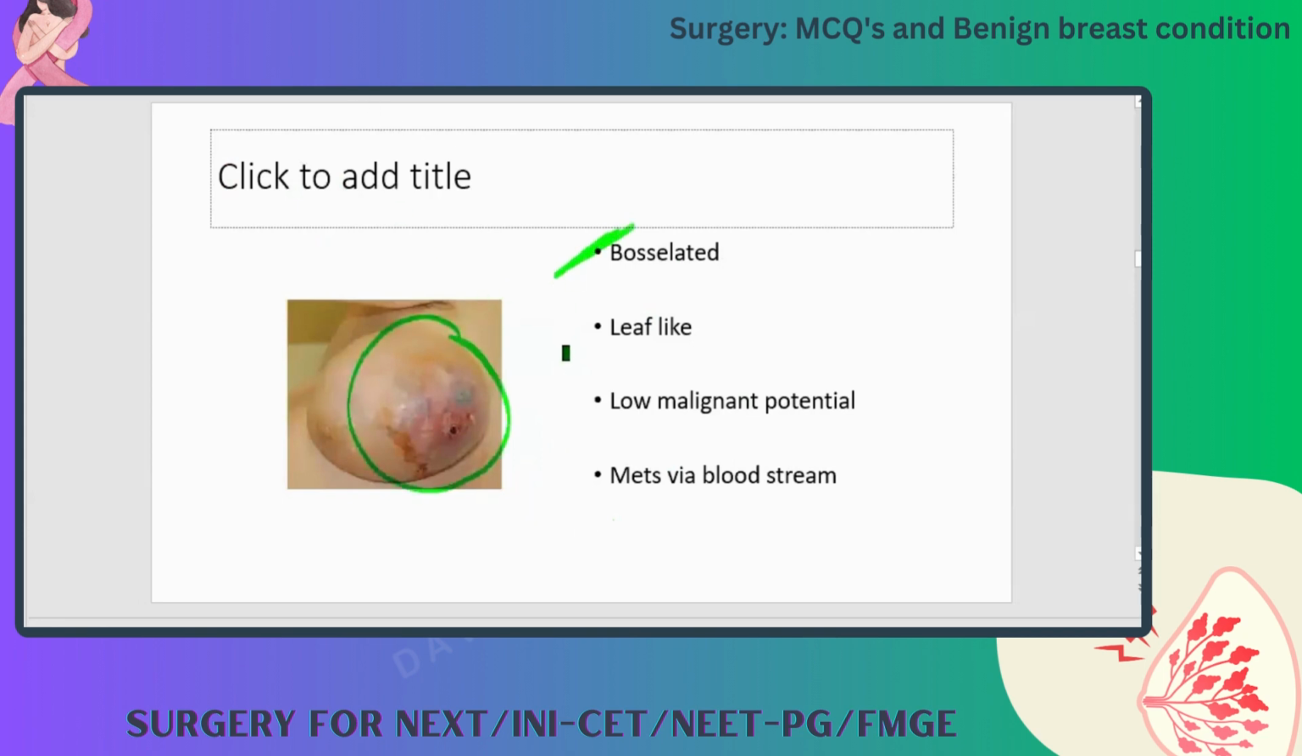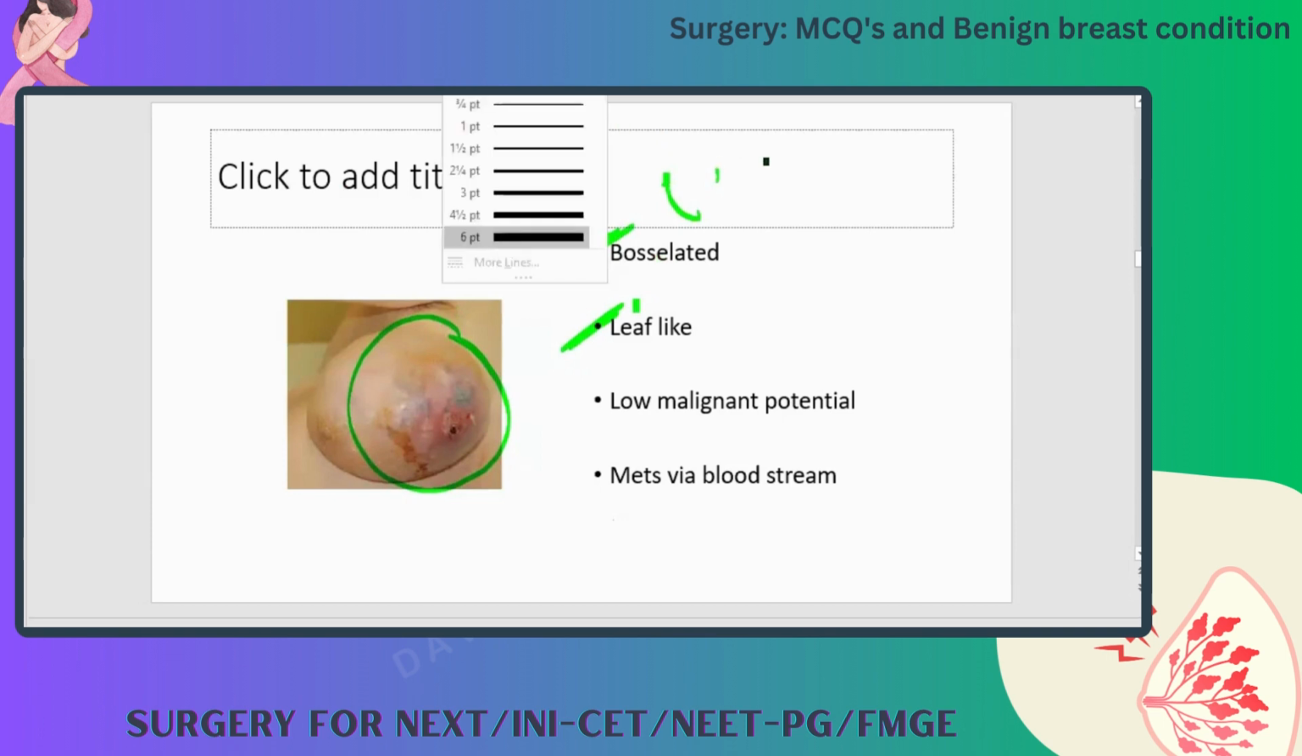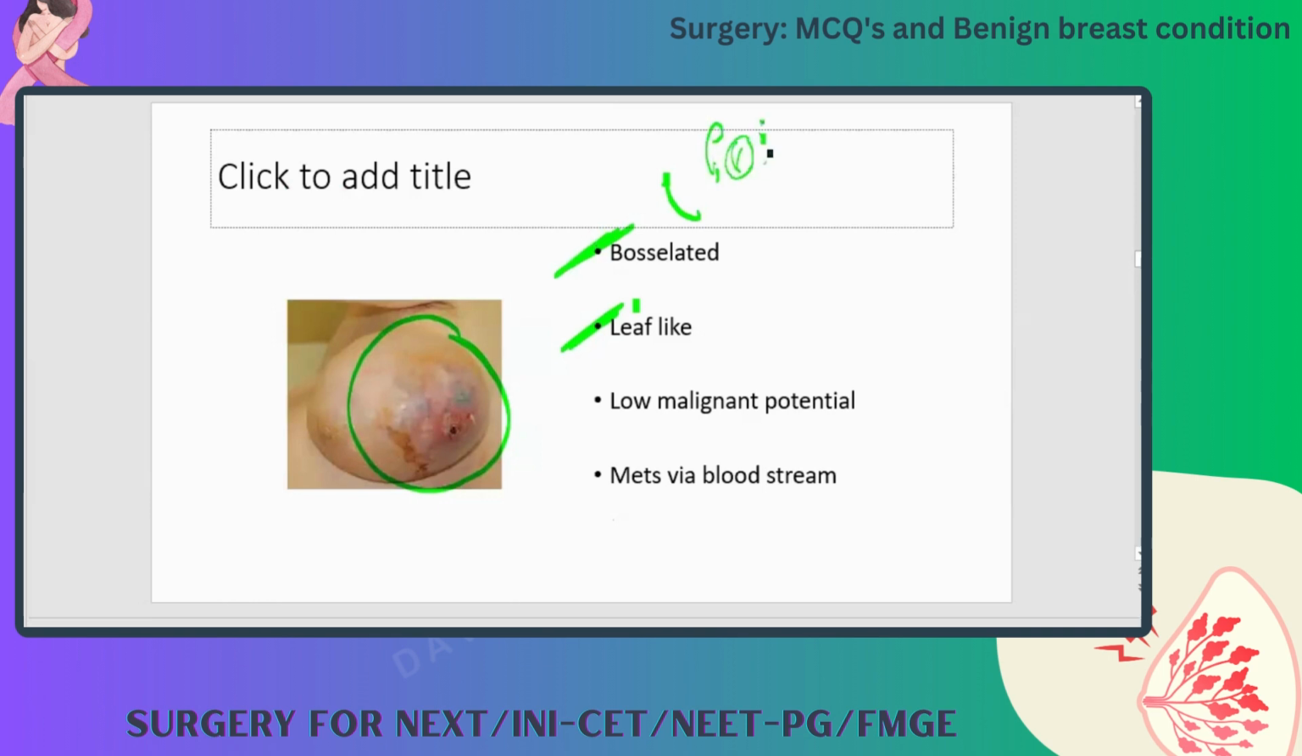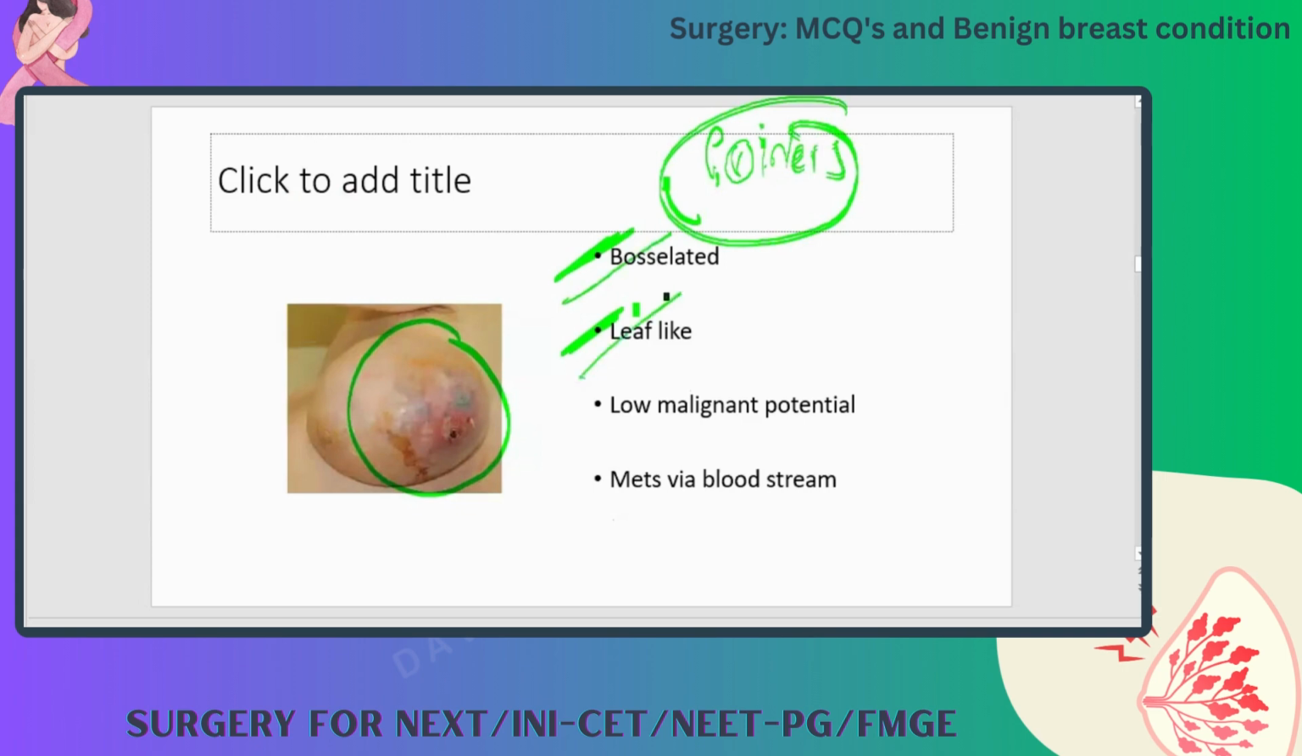It is bosselated. It is leaf-like. These are the key pointers. If these findings are there, then please mark phyllodes tumor. Bosselated, leaf-like, very low malignant potential, and it spreads via the hematogenous route, the bloodstream. So these are the 4 points.